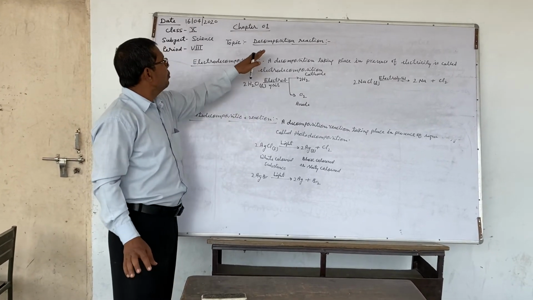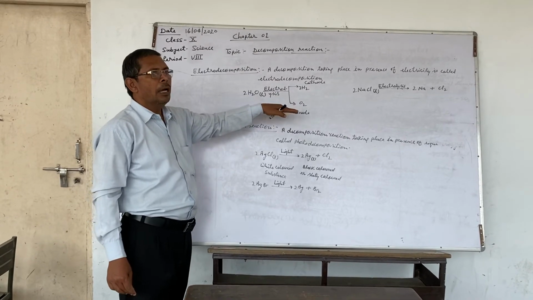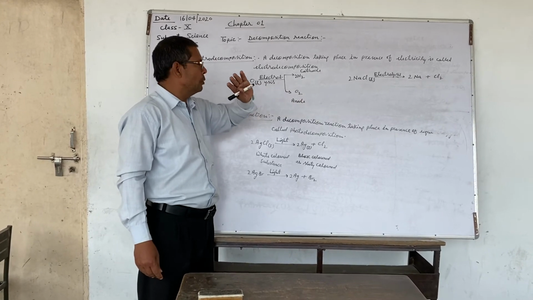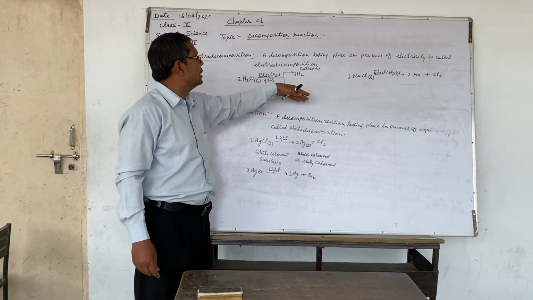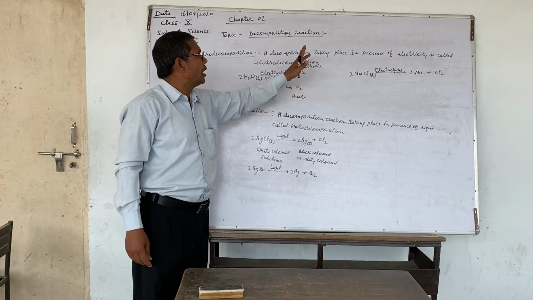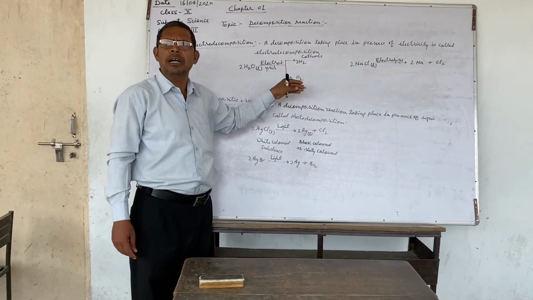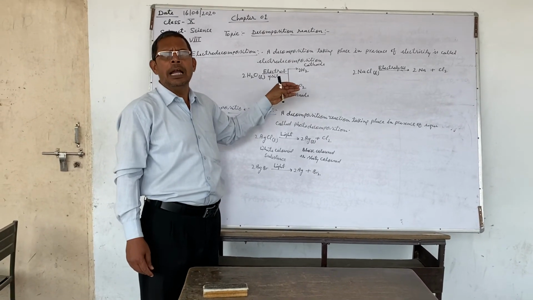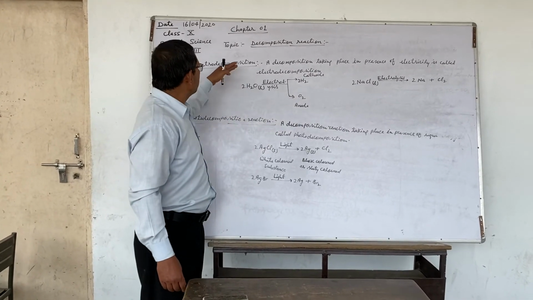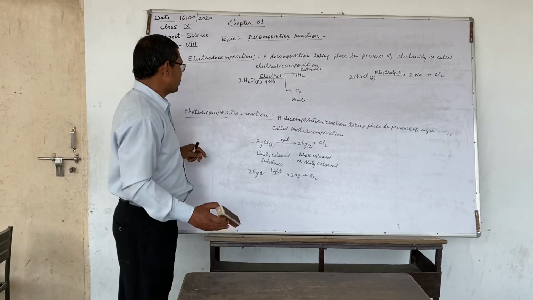So I have told you about the decomposition reaction and types of decomposition reaction due to the different sources of energy. If the energy is in the form of heat, it is called a thermal decomposition reaction, if it is in the form of light, it is called a photodecomposition reaction, and if the source of energy is electricity, then this type of decomposition is called electrodecomposition reaction.